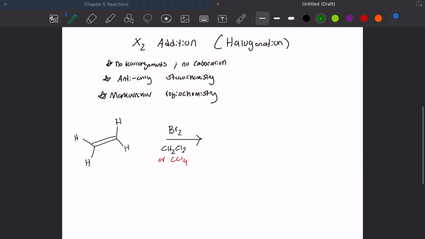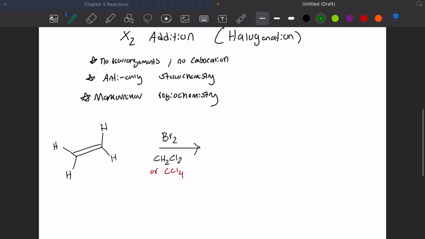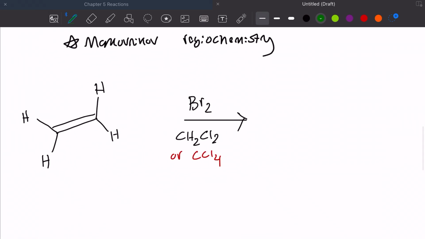Normally for this reaction, it can occur as I drew, with the bromine on top of the arrow and CH2Cl2 on the bottom, or it can occur in CCl4, which are just different solvents. Just recognize that if you see Br2 and underneath the arrow you see CH2Cl2 or CCl4, this is probably going to be halogenation. So I'm going to draw the bromine molecule. I'm going to redraw it, not on the arrow, with its lone pairs.